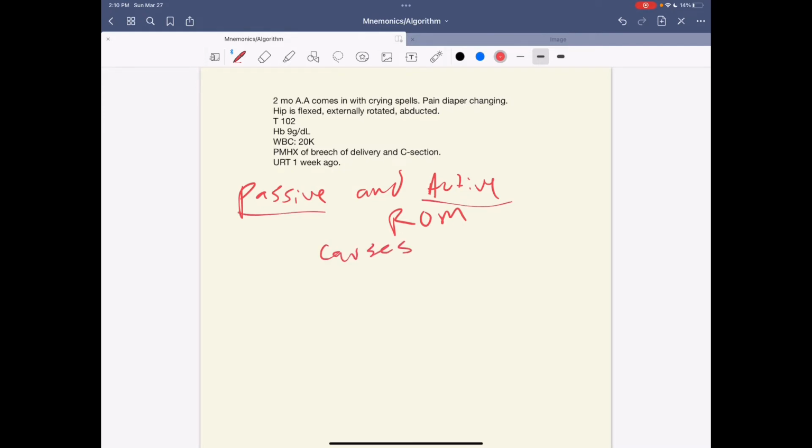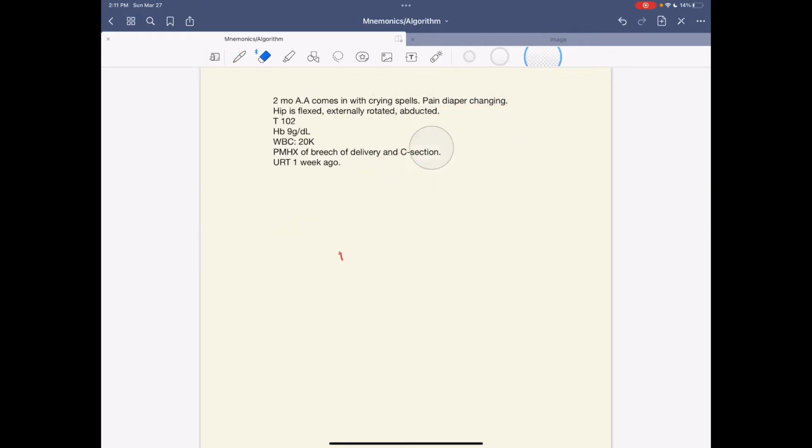What does that mean? Active means when the child moves the hip, it's going to cause pain. Passive means when the healthcare provider, whoever's checking the child, moves the hip, and then it causes pain. Or when the mother changes the diaper, it causes pain. That's another way of saying passive range of motion. So these are little clues in the vignette that can give you these important points. That's septic arthritis in a nutshell, and everything you might need to know for the USMLEs.